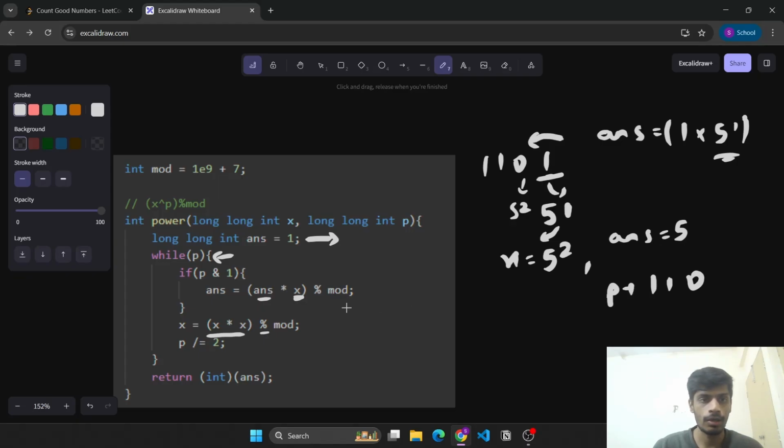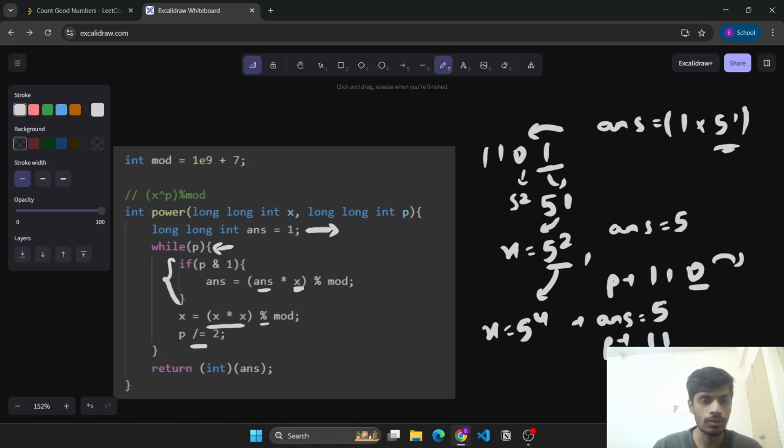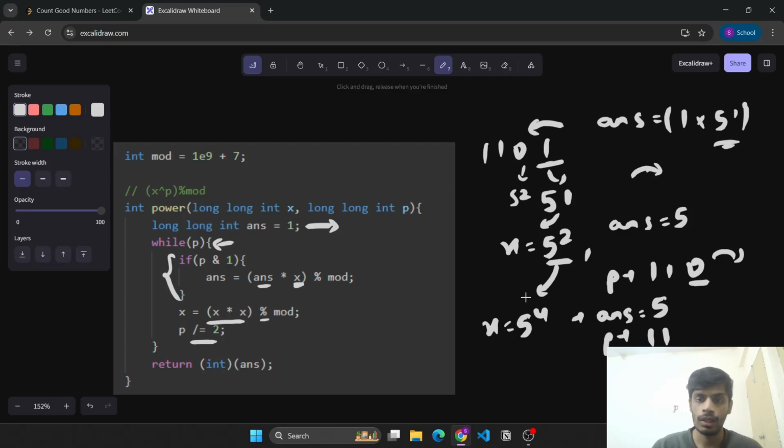Now since this bit is unset, this thing will not get executed. Now x will again get multiplied with itself, so x will become 5 to the power 4. Okay. And answer is still 5, and p will become 11 since we are taking right shift, means we are moving the bits one step to the right. Then since this bit is set here, we'll update answer with answer into x, it will be 5 into 5 to the power 4, right?